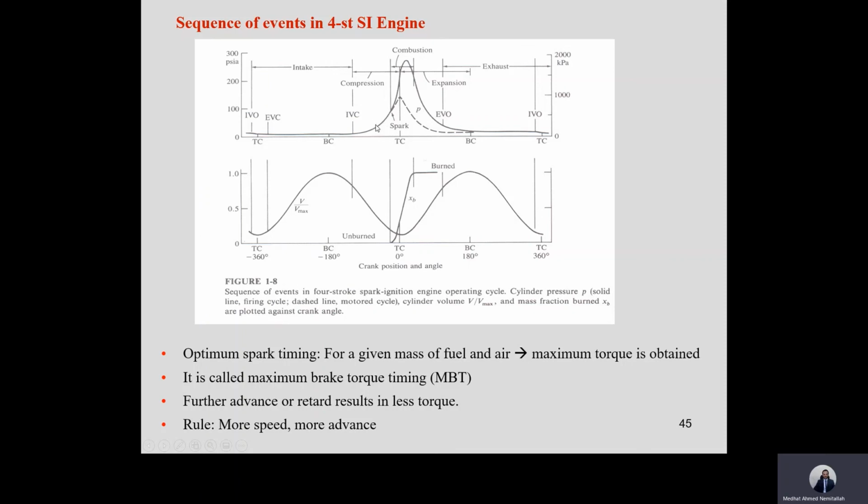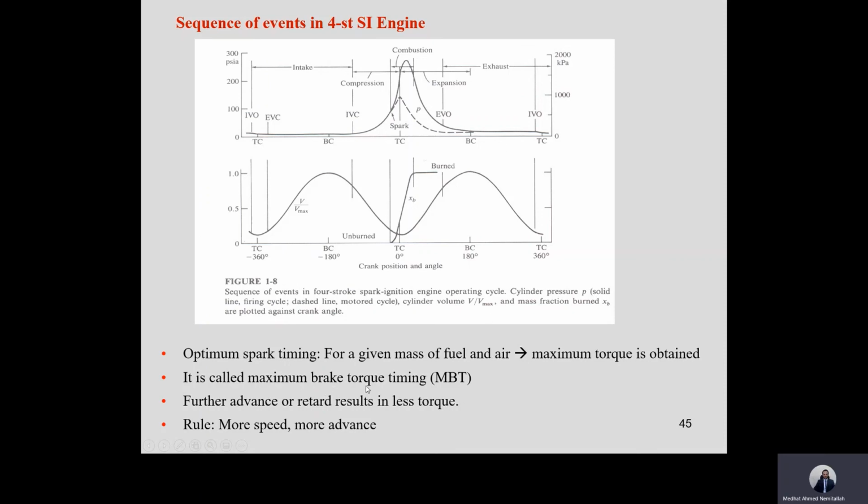And also if we excessively initiate the spark early, that means the peak pressure will be before the top dead center, and in this case part of the power will be lost during the compression stroke. So we need to make sure that we spark at the correct time in order to have the peak pressure very close to the top dead center.